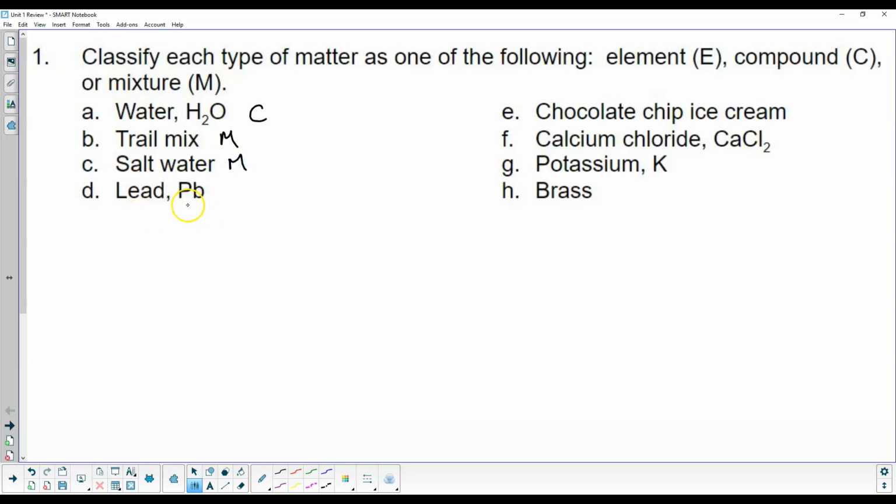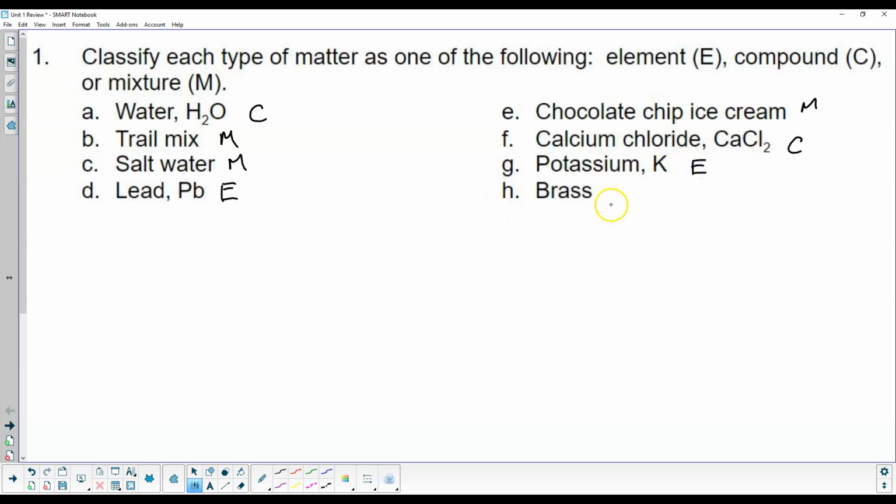Lead, Pb, one capital letter, that's an element, and it's found on the periodic table. Chocolate chip ice cream, same thing, mixture. Calcium chloride, two capital letters, calcium and chlorine, that is a compound, two elements bound in a fixed ratio. Potassium, that's an element.